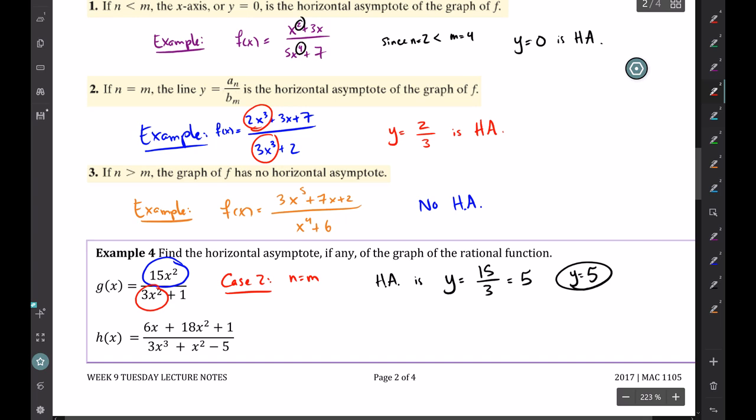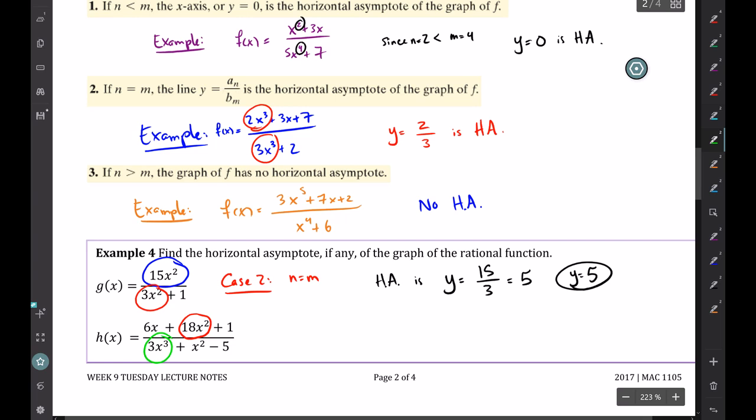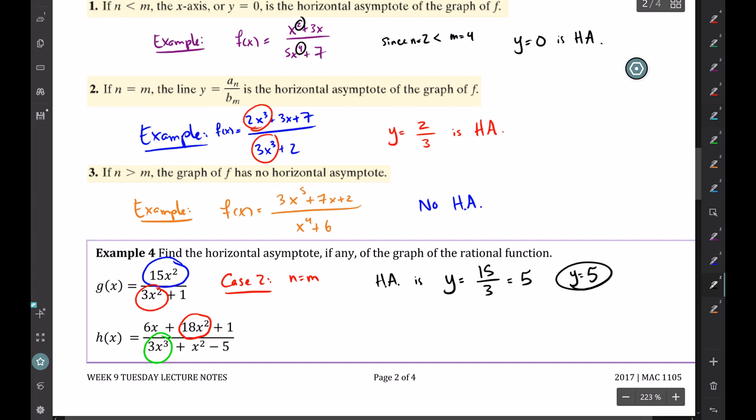The only tricky thing here is that 18x squared is the leading term for h of x, so it's written a little bit out of order, but the highest power is the x squared, and the 3x cubed is the leading term of the denominator. So here we have 2 is less than 3, so we're in case 1. Since n equals 2 is less than m equals 3, we get that y equals 0 is a horizontal asymptote.